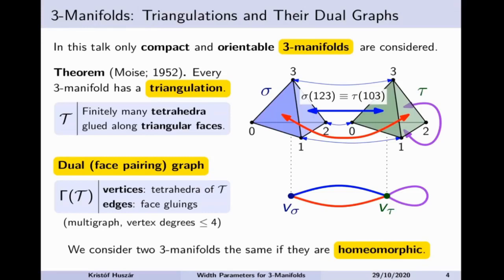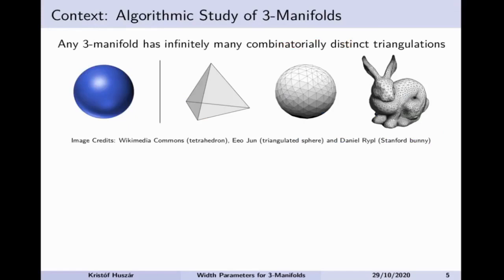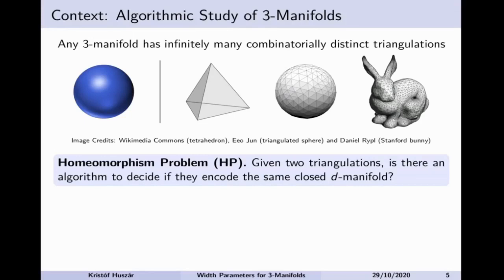All right, so the main problem which gives us the context is the algorithmic study of three-manifolds. Essentially all the questions which we have investigated are ultimately motivated by this. And the root of the problem is that when you study three-manifolds, which are topological objects, by a computer, you need to choose a combinatorial representation, a triangulation, for example. But for every three-manifold, you have infinitely many ways of doing so, right?